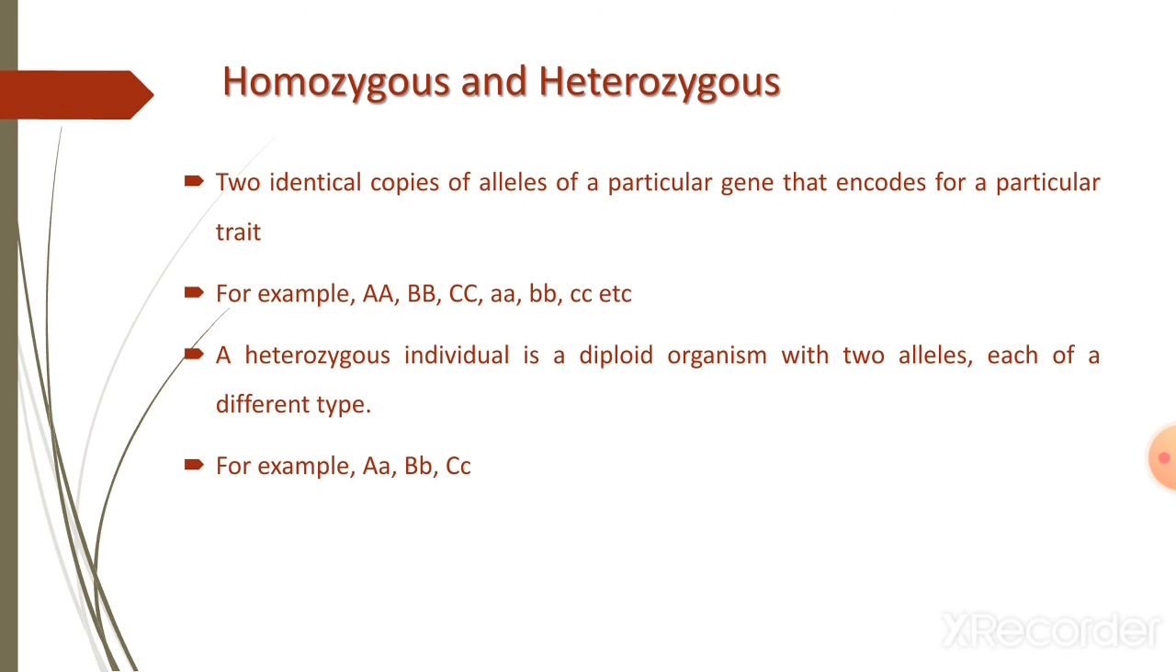Now, how can we write the heterozygous condition genetically, or the genotype of the heterozygous condition? For example, we can write it as capital A small a. This one is the heterozygous condition because both the alleles are present in the organism. Capital B small b, capital C small c. This is the condition of a heterozygous organism.